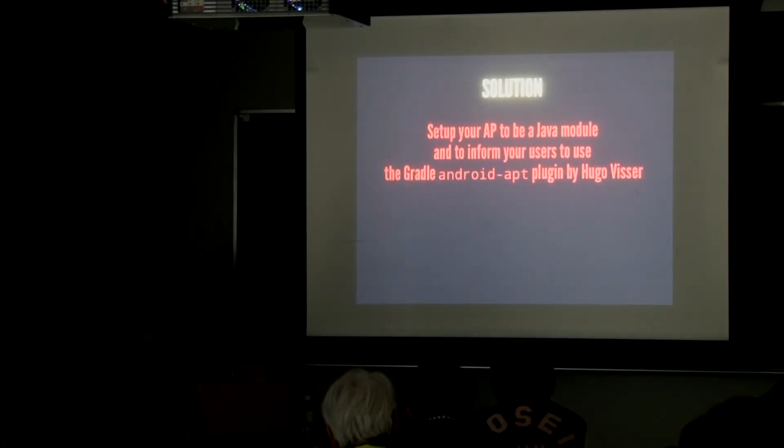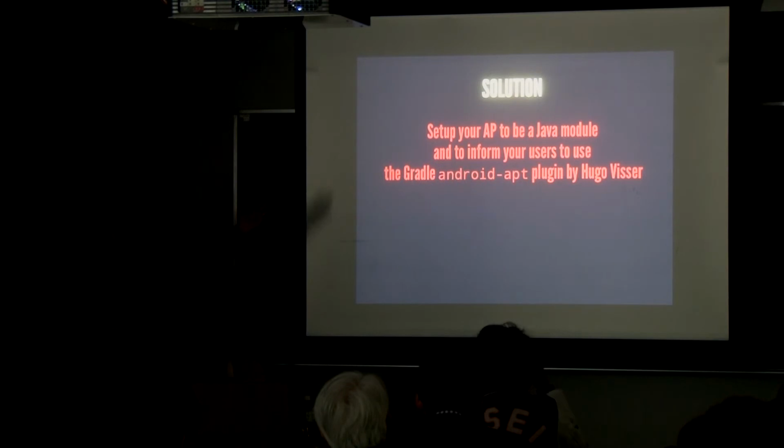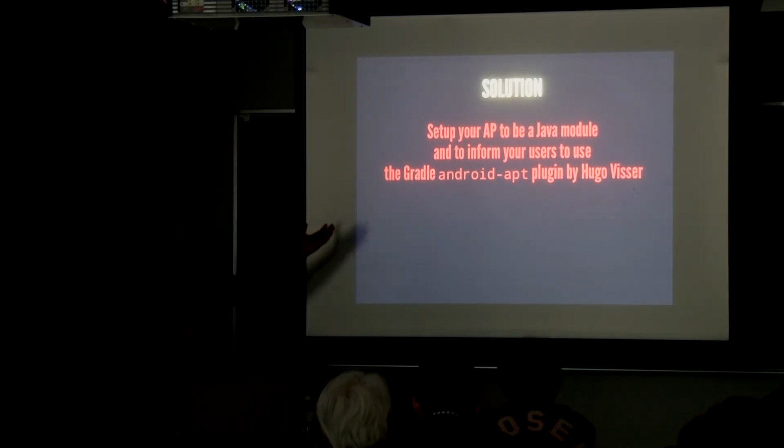Well, that means that you have to make your annotation processor a standard Java module. So, of course, you'll use Gradle, and you use submodules probably for your application. That means that you will have to create another submodule, and instead of having it using the Android plugin, you will have to use the Java plugin, the standard Java plugin that comes from Gradle.